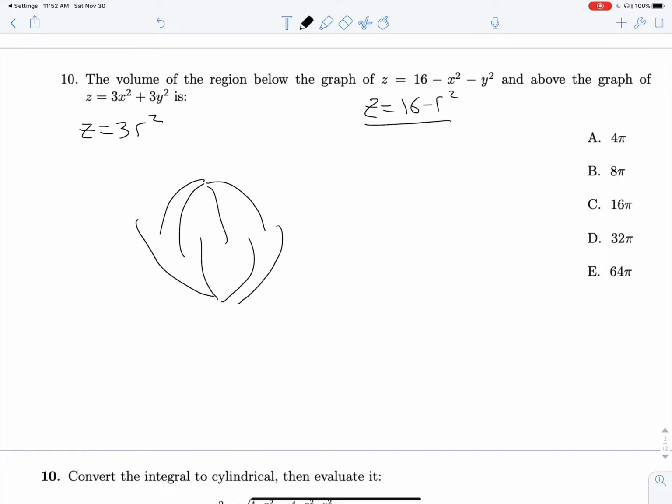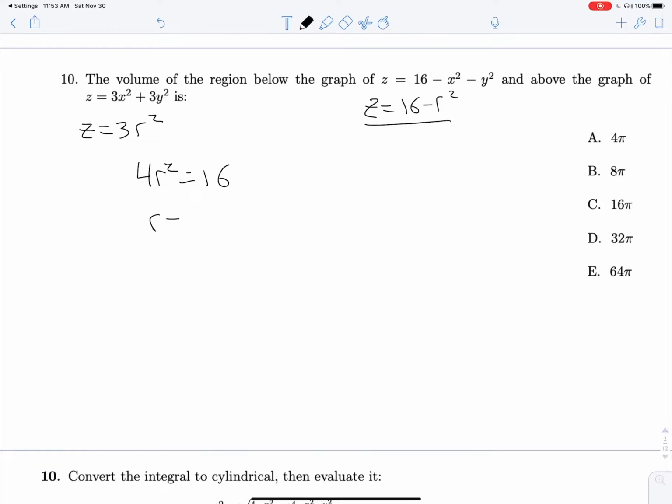And there will be some value of z where both of these intersect, and we're going to need to know that. We can do that just by setting these equal to each other. We will find that 4r squared is equal to 16, or r is 2. Remember, we can't have a negative r because that's our radius, and it doesn't make much sense to have a negative radius. So we should have everything that we need to solve this.